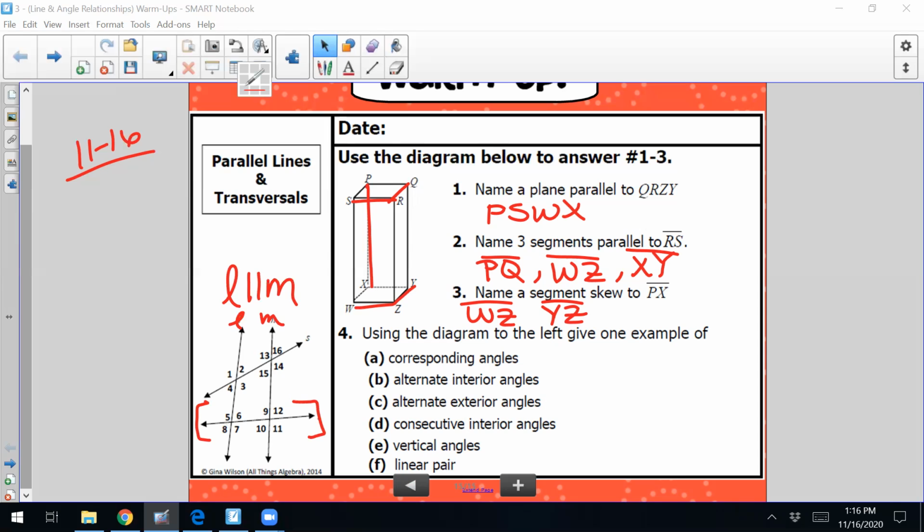So corresponding angles, I'm going to say 5 and 9. But it didn't have to be these, you guys. I'm just going to give you one example. Okay, 5 is here, 9 is there. They are both top left angle for their set of 4. Okay, then you have alternate interior. I'm going to say 6 and 10. This is just one example. Alternate exterior, I'll say 8 and 12.